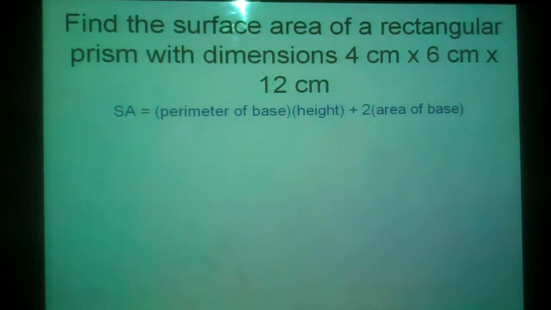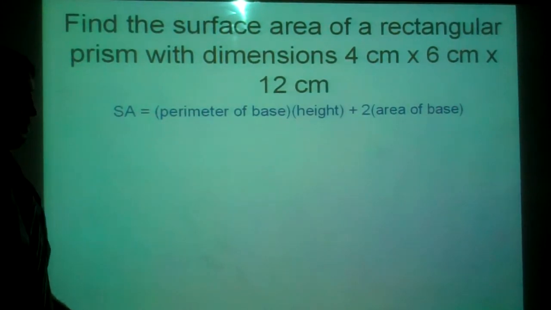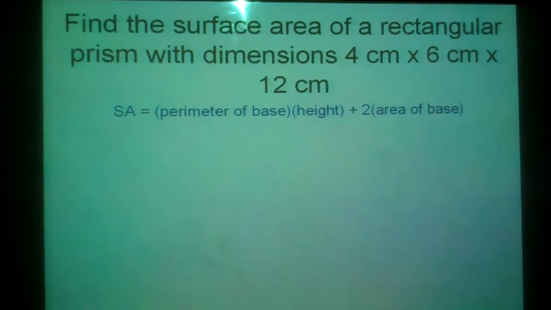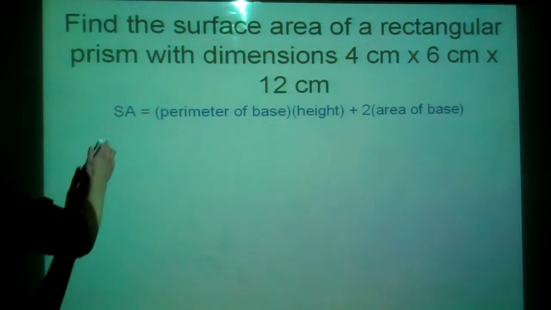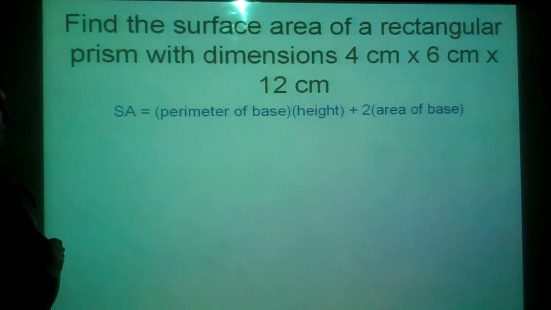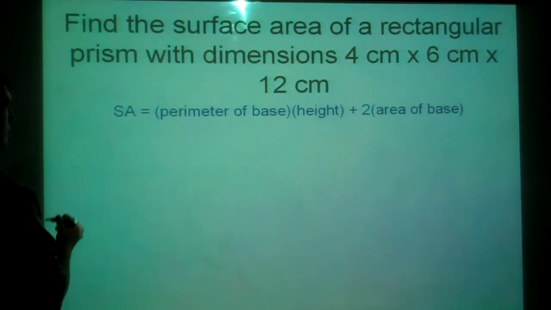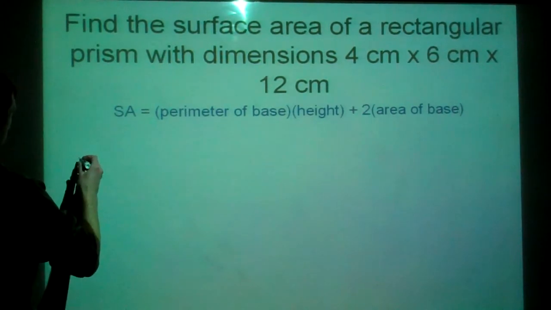Okay, now this would be one that we'd want to try on our own, and then go ahead and see. Maybe you want to pause the video and then get your solution and then see if it matches with mine. So I'm going to jump in and get my solution going. So we've got a 4 by 6 by 12 rectangular prism. We want the surface area.